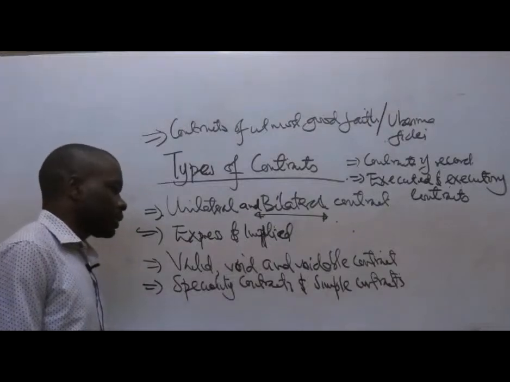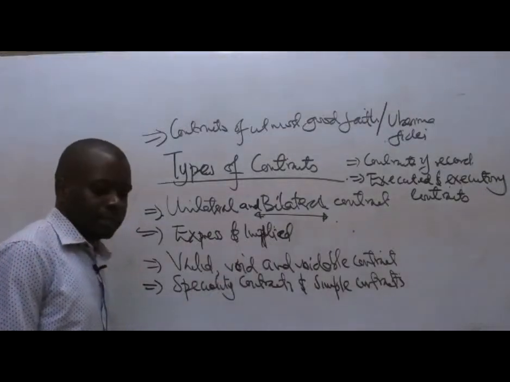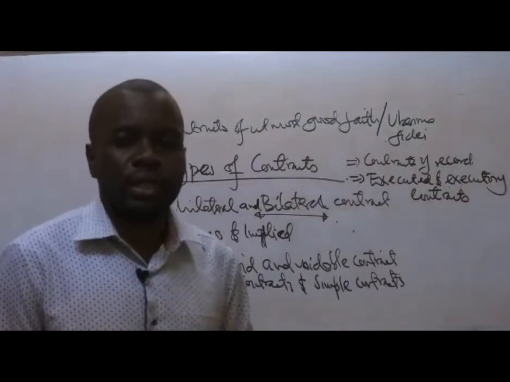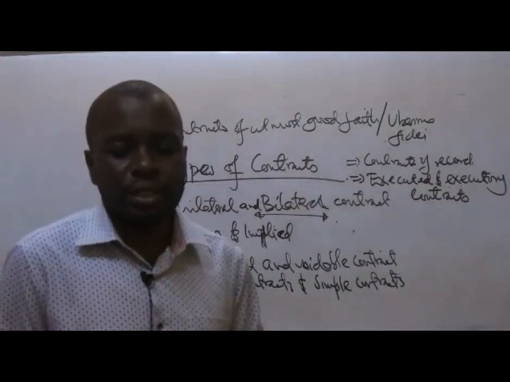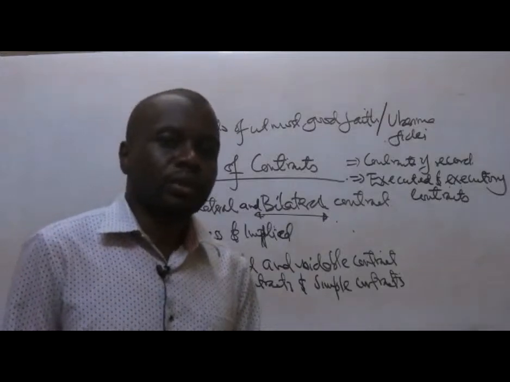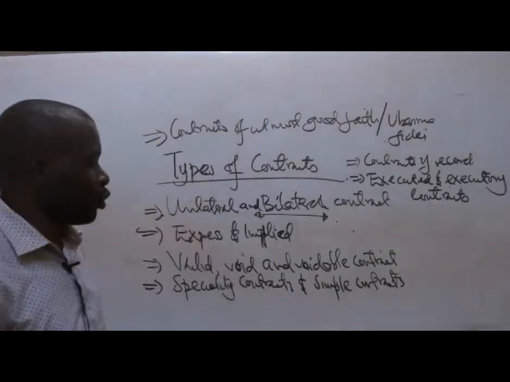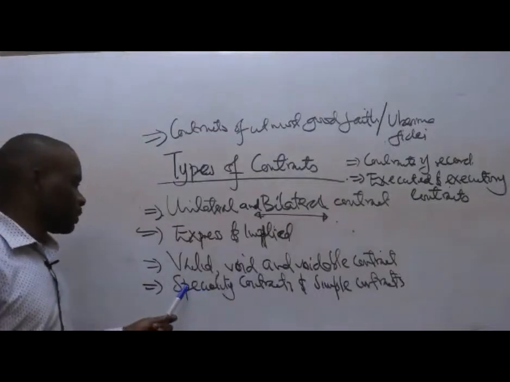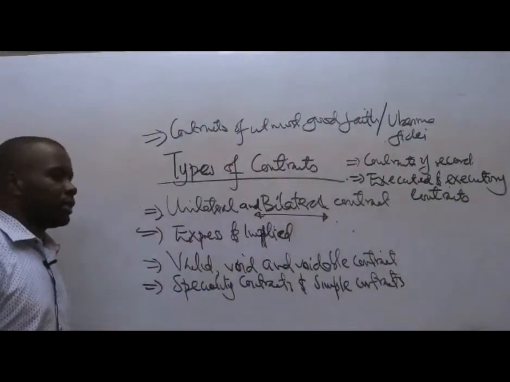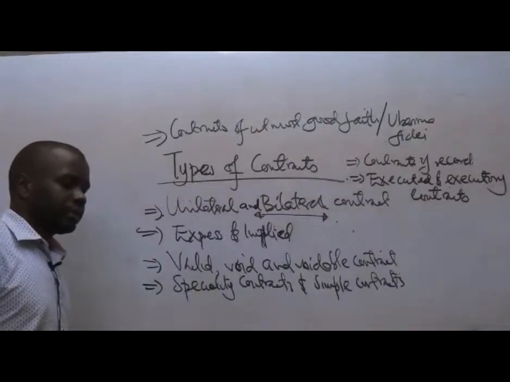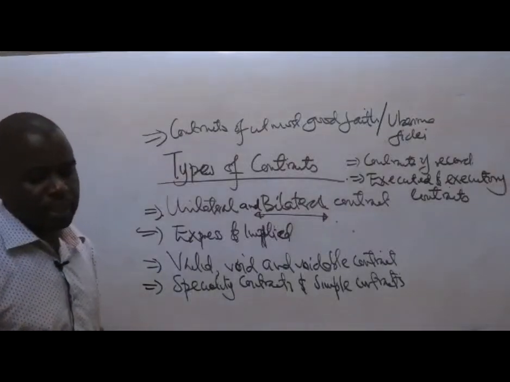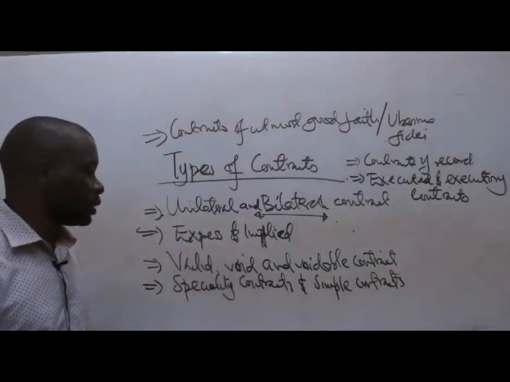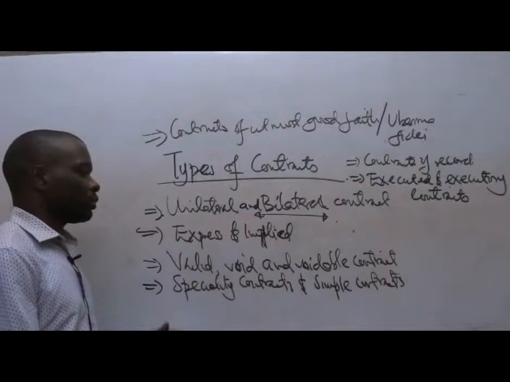Void is the opposite of valid. It doesn't have any of the essential elements, or the essential elements are not actually present in such an agreement. So the contract will be termed as being void or simply an invalid contract. So if it is valid, the essential elements are actually present. If it is void, it simply means that it doesn't have the essential elements of a contract. So it is a void contract or an illegal contract.